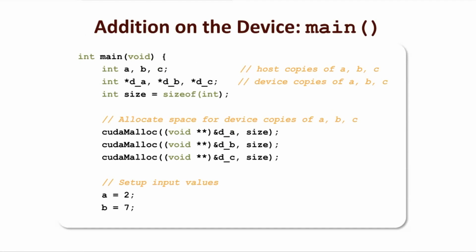We define 3 extra pointers, dA, dB, dC. These refer to device memory for A, device memory for B, and device memory for C. So we use these 3 pointers to refer to the memory we will be allocating on the device.